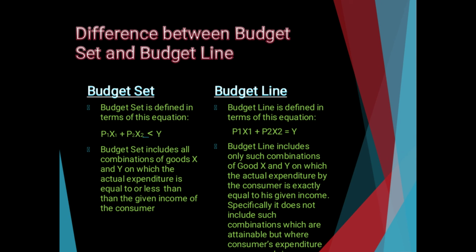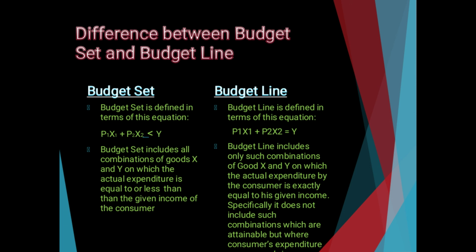Now the difference between the budget set and the budget line. The budget set is defined in terms of this equation: the price of good 1 into quantity of good 1 plus price of good 2 into quantity of good 2 is less than or equal to Y, and Y is the money income of the consumer. The budget line is defined in terms of this equation: the price of good 1 into quantity of good 1 plus price of good 2 into quantity of good 2 equals the income of the consumer.